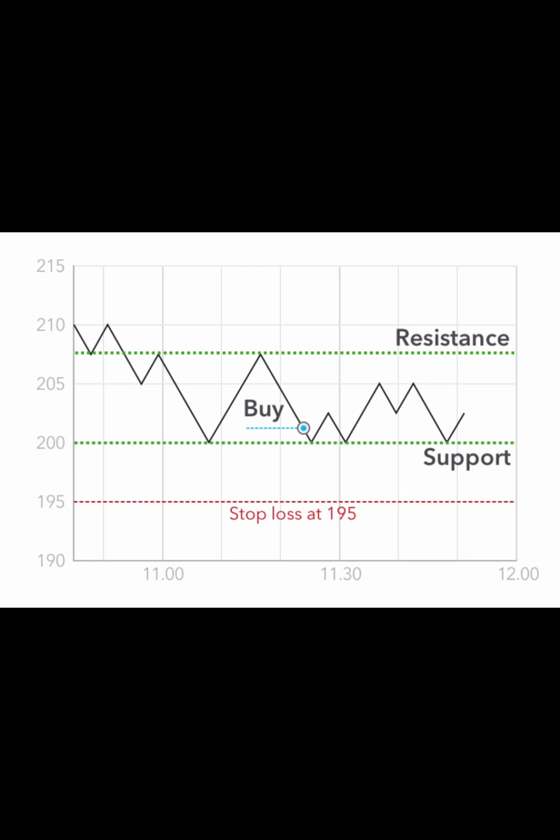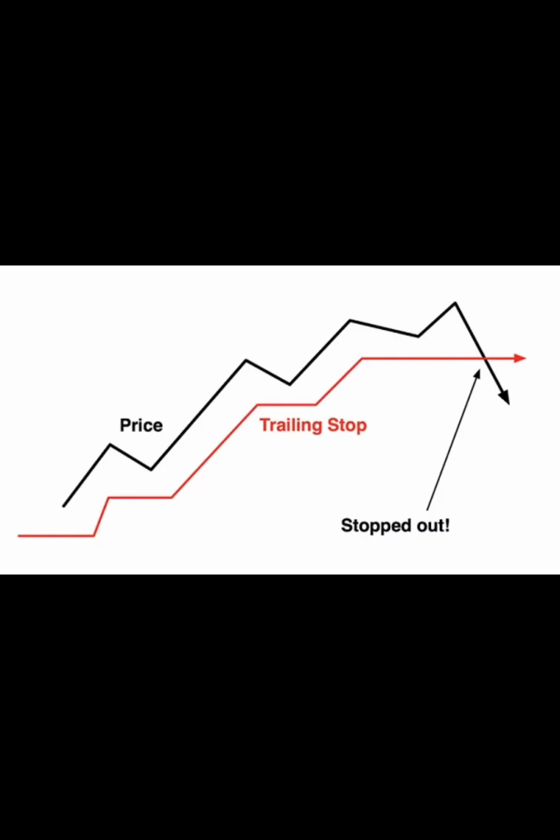You can also use a percentage rule. Maybe you don't want to lose more than 3 to 5% on any trade. In this case, you'd set your stop based on your risk tolerance. You can also set up trailing stops, but we'll get into those more later.